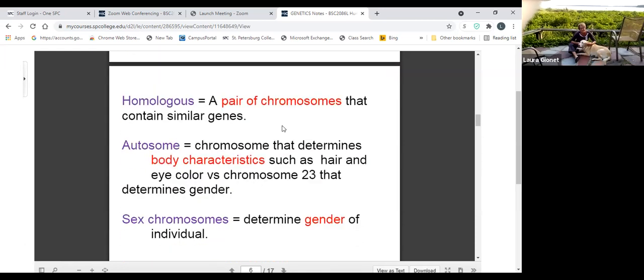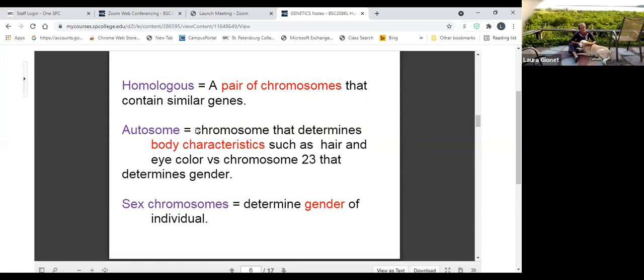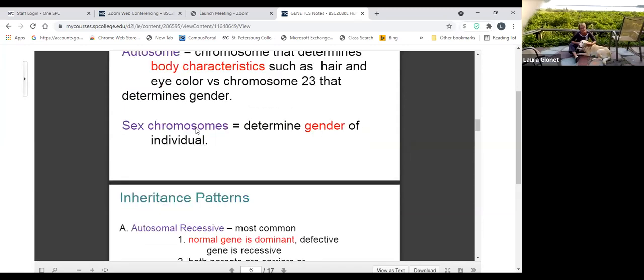All right, we can have homologous pairs of chromosomes. This is a pair of chromosomes that contain similar genes. So again, homologous, identical. Autosomes are chromosomes that determine general body characteristics, such as hair and eye color, versus the 23rd pair of chromosomes that determines gender. So autosomes are the first 22 chromosomes, determining general body characteristics, and the 23rd pair determines gender. Sex chromosomes determine the gender of the individual. You either have XX, female, or XY, male.